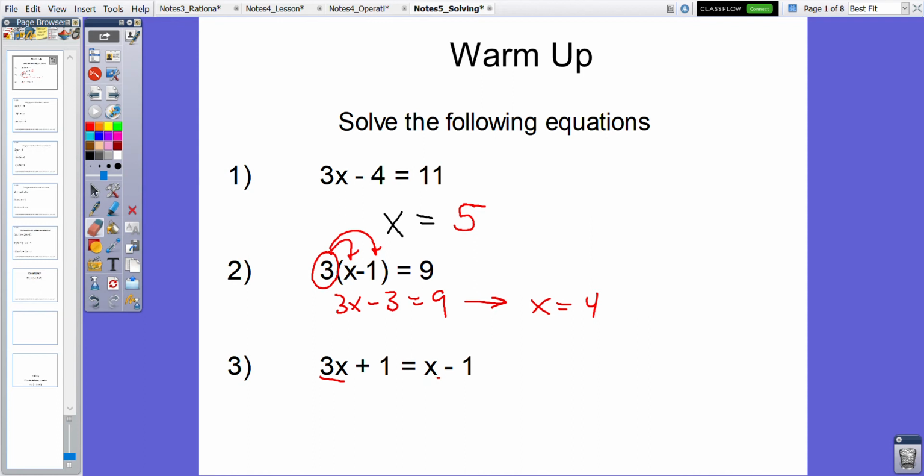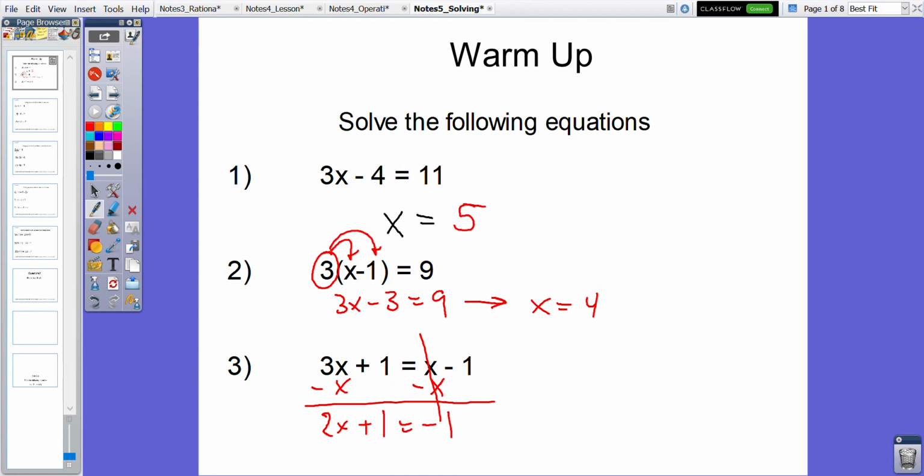Okay, so the way we want to do this is just treat it as if it's just another number, a normal number we're trying to move. So I'm going to apply the subtraction property of equality by subtracting x from both sides of the equation. When I do that, x take away x is 0, so I can cross those out. And then I'm left with 2x plus 1 equals negative 1.